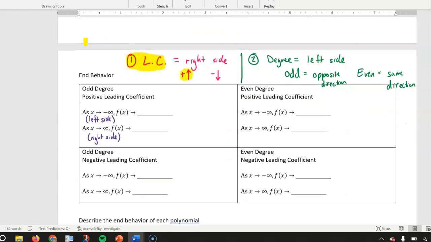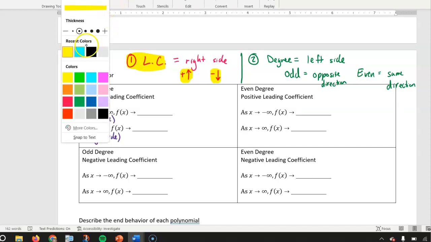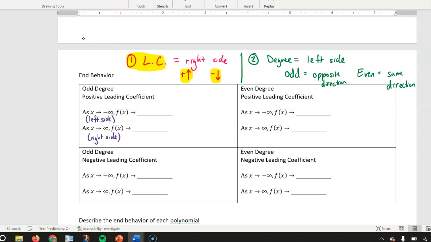If the leading coefficient is positive, the right side of the graph is going to go up. If the leading coefficient is negative, the right side of the graph is going to go down. So again, we always start with the right side of the graph, and it's based on the leading coefficient. If it's positive, the right side goes up. If it's negative, the right side goes down. Once we know what's happening on the right side, then we can figure out what's happening on the left side, because the left side is determined by the degree, which is based on what's happening on the right side.